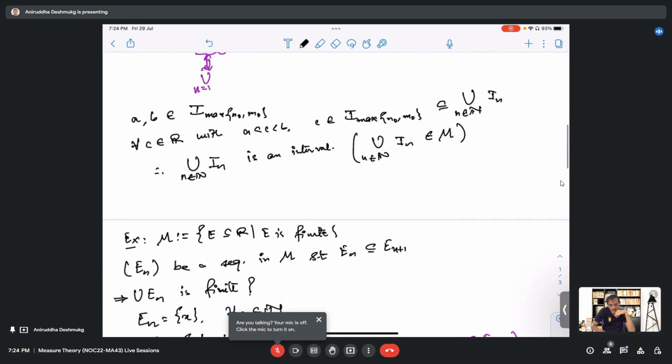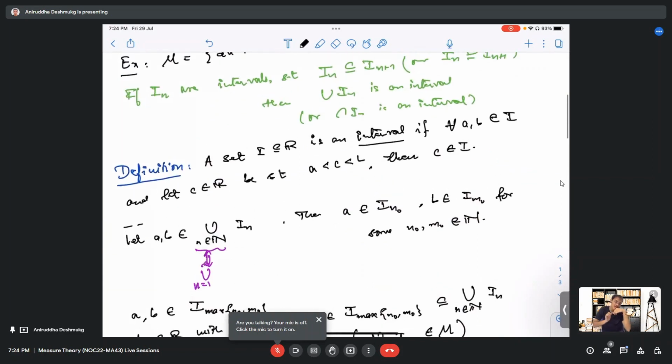So actually, I just discussed the definition of interval here. What is an interval? A set is an interval if you take any two points in that set, all the points in between those two points are again in the set. So this does not tell us anything about whether I is open, closed, or anything, right? So when I say an interval, it could be of any type. Okay. Any other questions from the previous class?